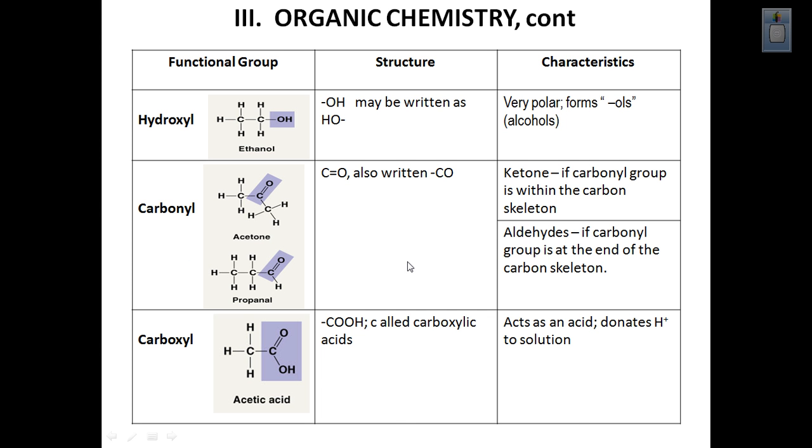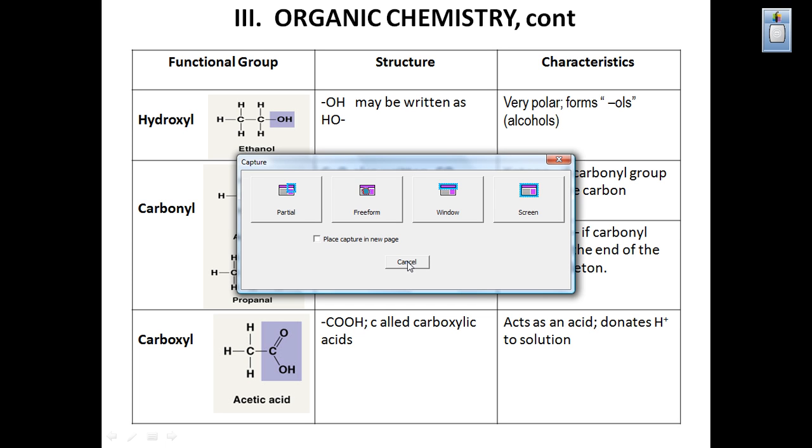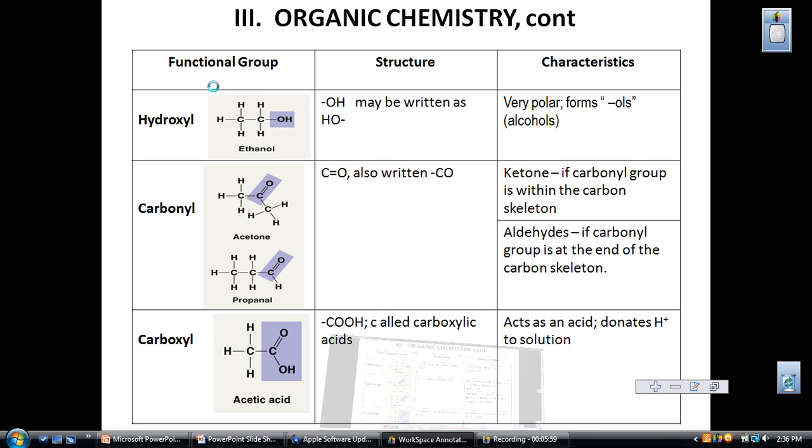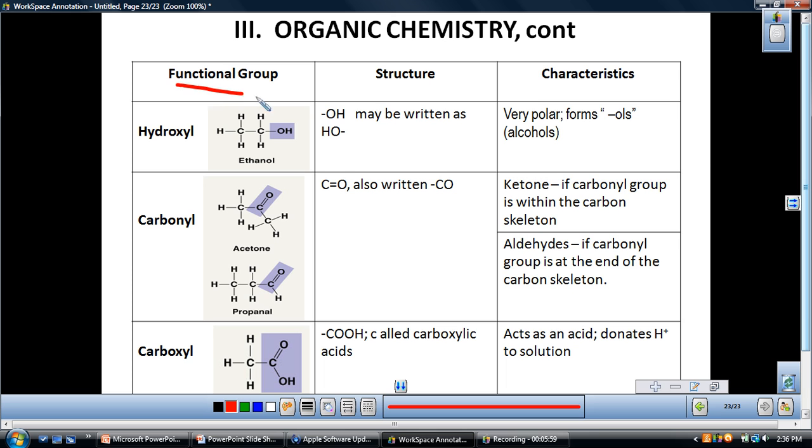So now we're going to talk about these things called functional groups. Functional groups are groups that you can add to a carbon chain, a carbon skeleton, that can give it different properties. So for example, if you look at this first one, if I took off this OH group, you would just have C's and H's. That would look like a hydrocarbon, which would be very nonpolar, hydrophobic.